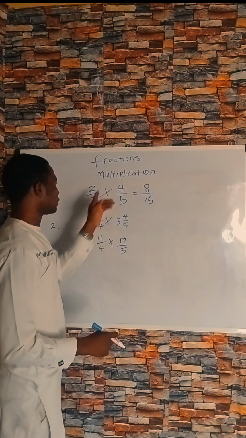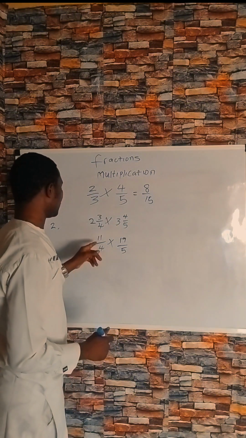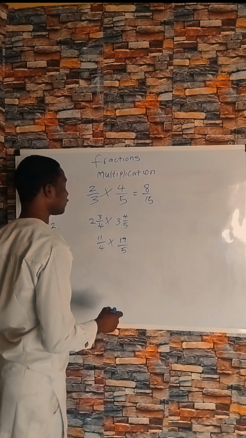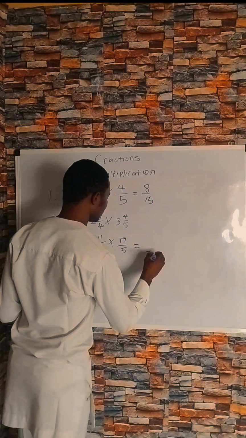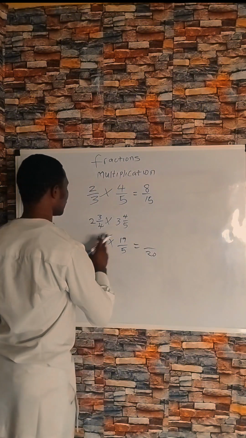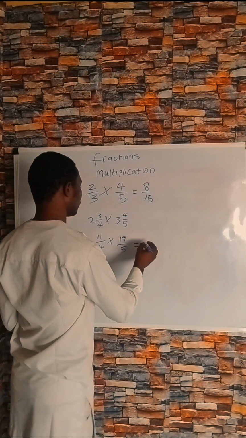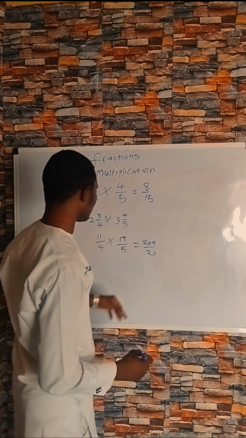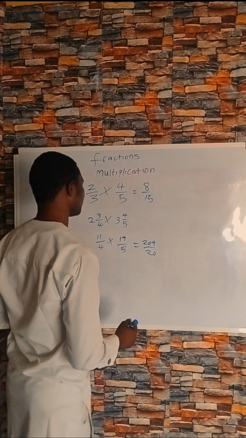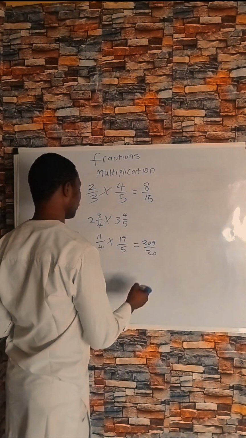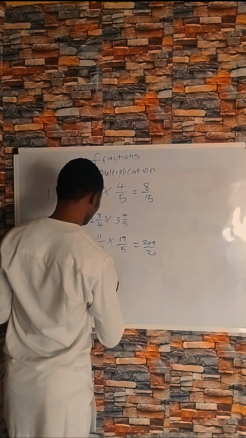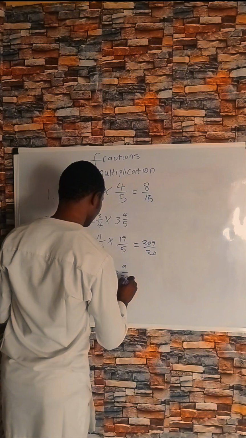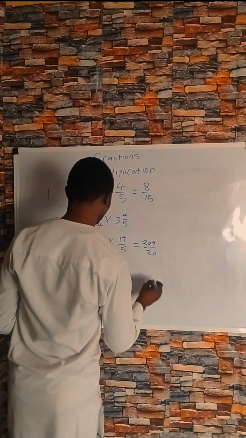So apply the same process you did here. 11 times, let's start with 4 times 5. This is equal to 20. 11 times 19 equals 209. So 20 into 209 will give you 10, remainder 9 over 20. So the answer equals 10 whole number 9 over 20. So that's the final answer for this.